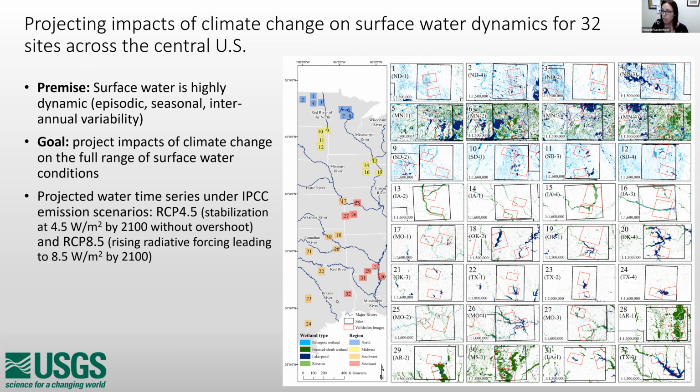Our premise in this project is that surface water is highly dynamic, responding to episodic events, to seasonal variability, and to interannual variability. With that in mind, the goal of the project is to project the impacts of climate change on that full range of surface water conditions. We're looking to project that water time series under two different IPCC emission scenarios: RCP 4.5, which assumes a stabilization of radiative forcing, and RCP 8.5, which is a more business-as-usual scenario with a continuous rise of the radiative forcing.